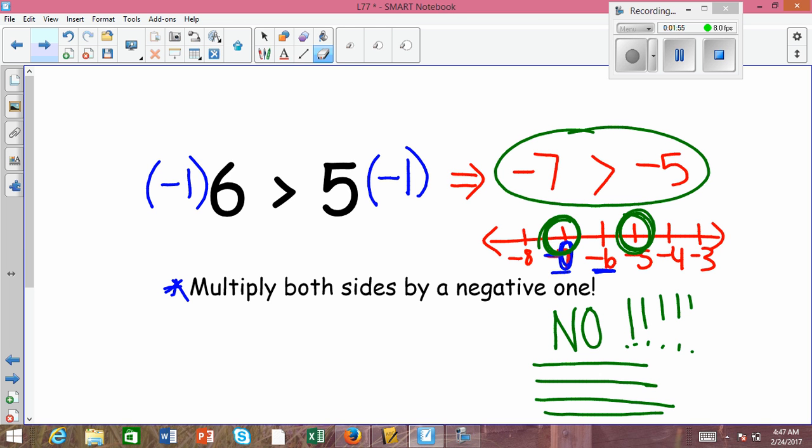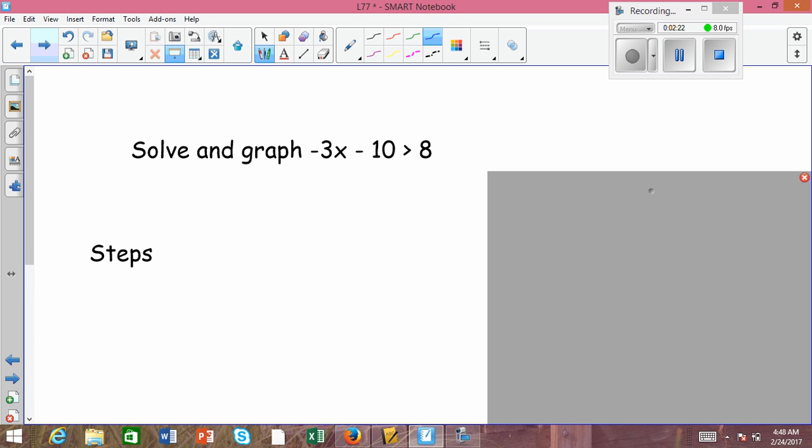When we multiply or divide by a negative, hint, hint, write that in your notes. Hint, hint, rewind, write that in your notes. You need to make sure that you take your sign and you flip it. Okay, if you don't flip it, you're going to end up with the wrong expression. You're going to end up with a false solution, which means if you check your answer, it won't work. Okay, so moving on, let's try some examples.